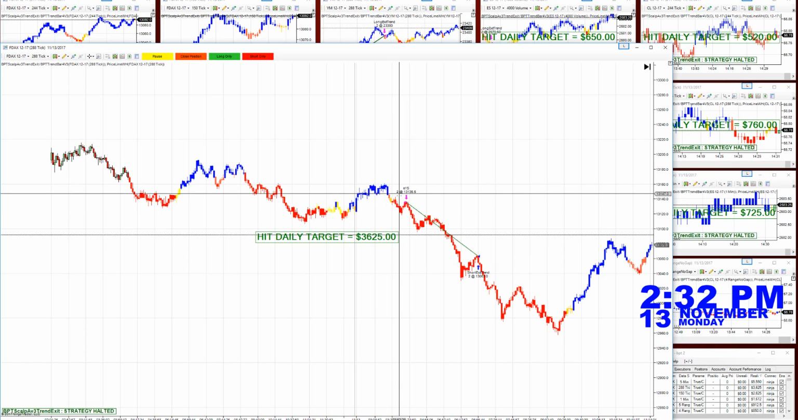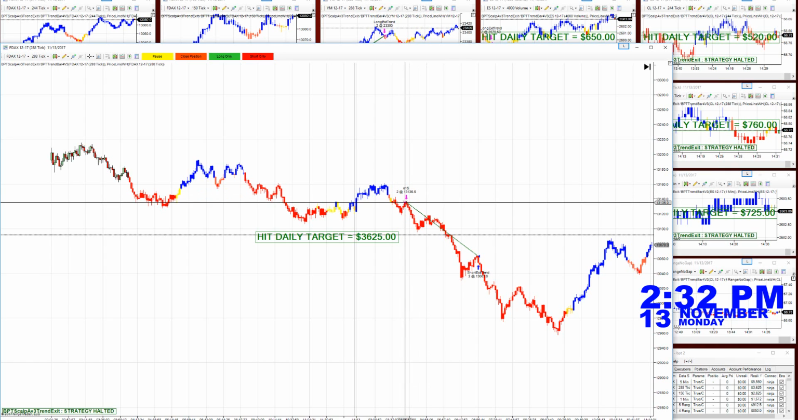So if we notice here in the morning, I do not use any other market, I only use the DAX. The first trade on the DAX, and this one is on 288 ticks.